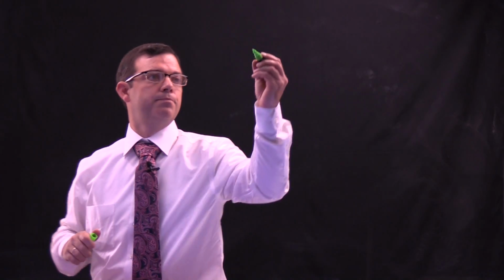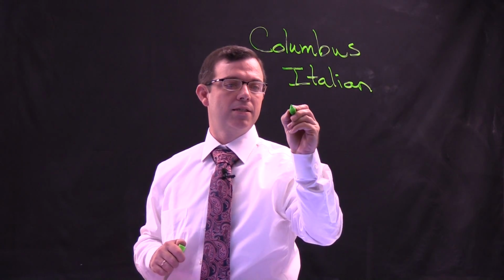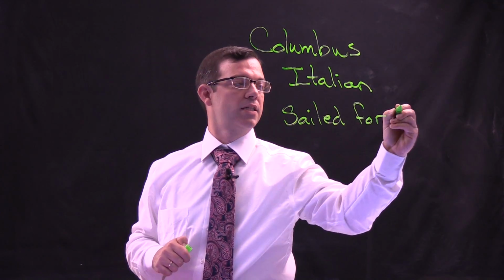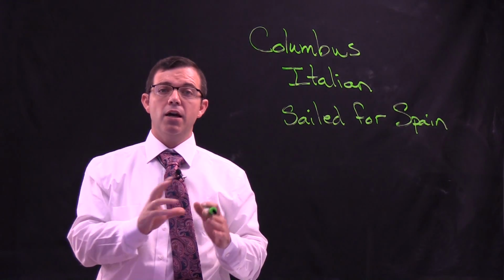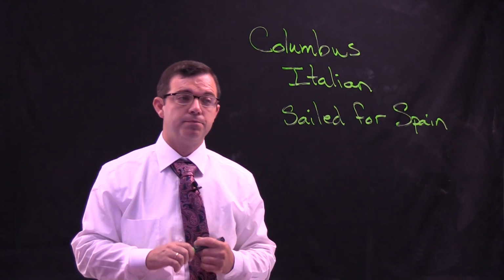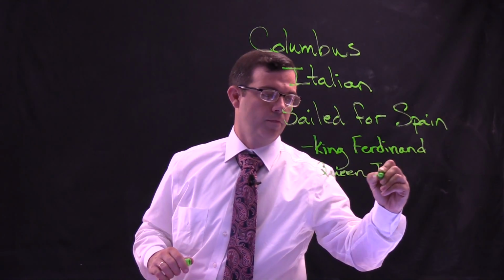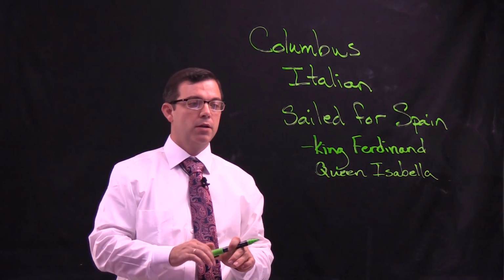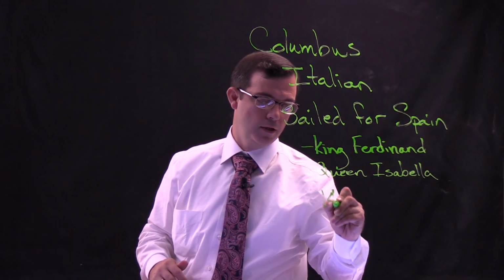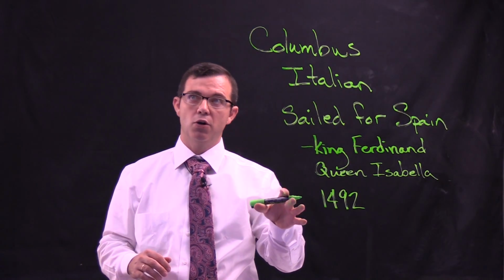So let's talk about Christopher Columbus for a minute. Columbus was Italian, but sailed for Spain. Now, as I said, Columbus sailed for Spain. So the King and Queen of Spain, King Ferdinand and Queen Isabella. Let's go ahead and write them down. King Ferdinand and Queen Isabella sponsored Columbus in the year 1492. It's easy to remember because in 1492, Columbus sailed the Ocean Blue.